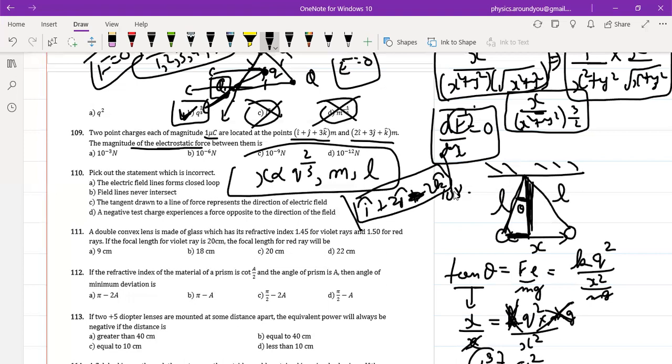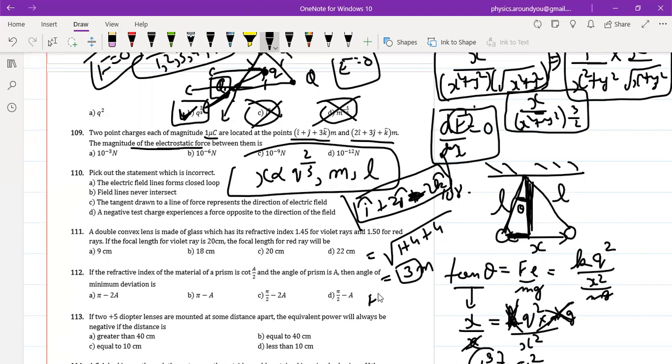Take mod of this. So mod of that would be square root of 1 square plus 2 square plus 2 square. So totally 4 plus 4 plus 1, 9. Square root of 9 is 3. That's it. So 3 meters is the distance between the charges.